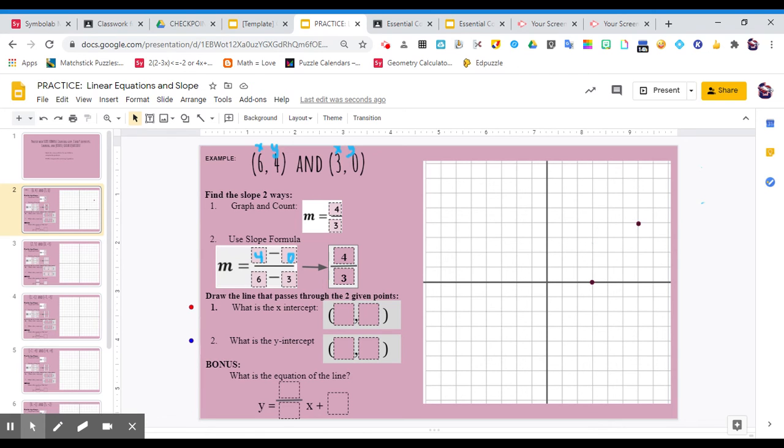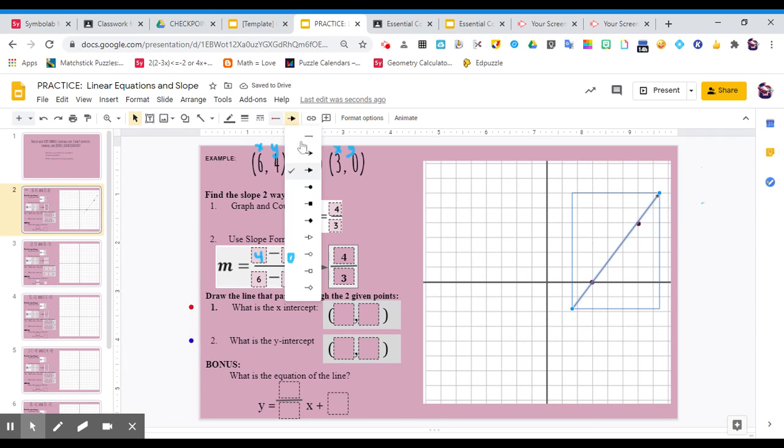I want you to draw a line that connects these points. So I'm going to go grab my line tool from up here. I have it set on arrow, which is fine. And I'm going to draw a line that passes through my 2 points. And I might have to actually adjust it. You can see it ended up missing the second point. So I'm just going to kind of adjust it so it does pass through both points and put an arrow on both sides.